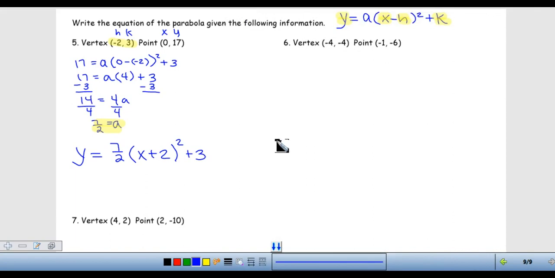In number 6, we're going to do the same method. We're going to fill in the y, x, h, and k and solve for a. So in this case, these are my h and k, and this is my x and y. So y is negative 6. I don't know my a. X is negative 1 minus h, which is negative 4. I'm going to square all of that. And then my k is negative 4.